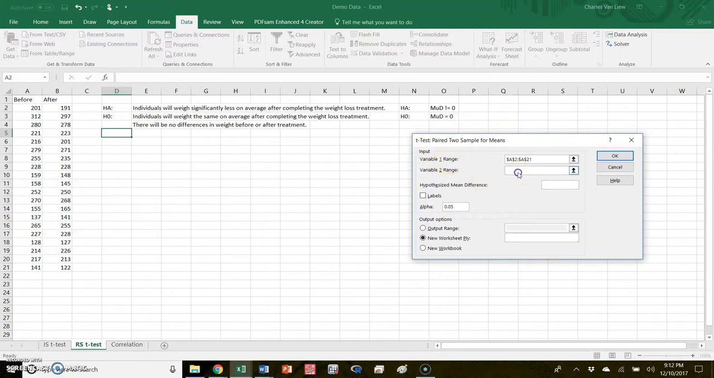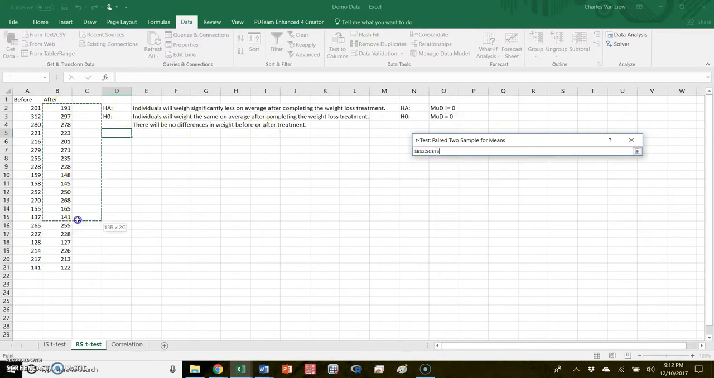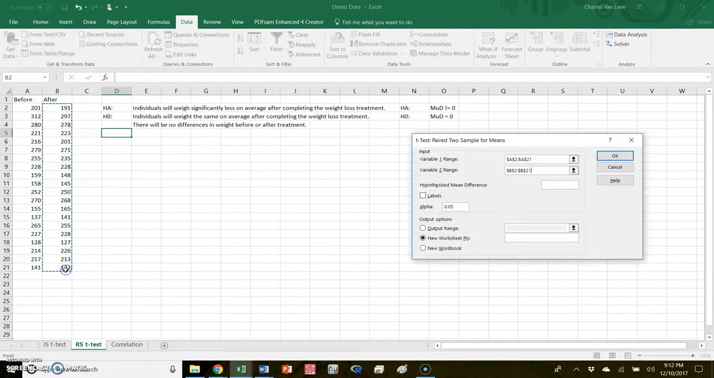And then the second variable, we can select the after. And you could go in either order. You'll get the same significance result. It'll just change which one you're subtracting from the other. So depending on the order, you either subtract after from before or before from after. So all that will change is whether you have a negative or positive sign. So make sure we interpret those correctly when we're done.